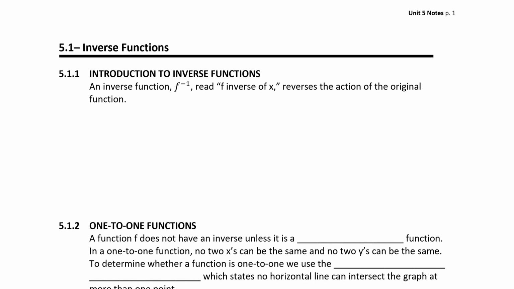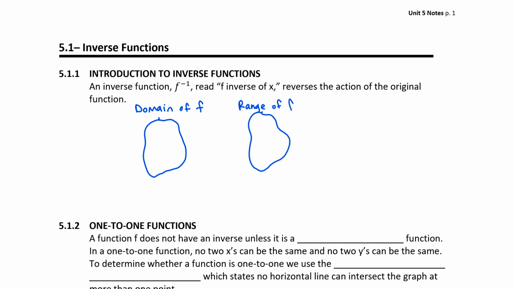Introduction to Inverse Functions. An inverse function, f inverse, read f inverse of x, reverses the action of an original function. So we're going to consider two functions, and we will imagine their action using a mapping. So let's suppose that within this little cloud, every single point in that cloud represents a value in the domain of a function called f. F will apply some sort of operation to the input and pair it up with some value in the range. So this second cloud we will call the range of f.